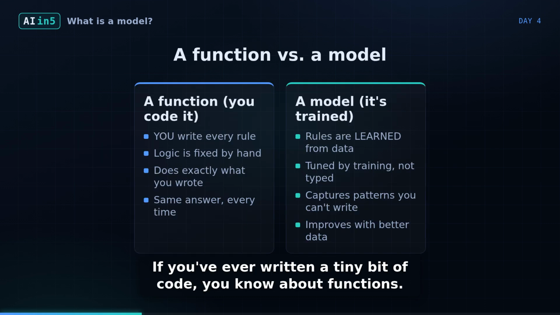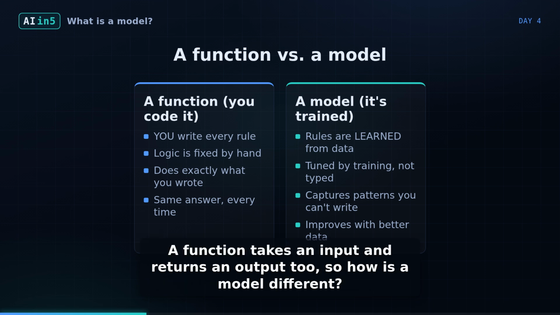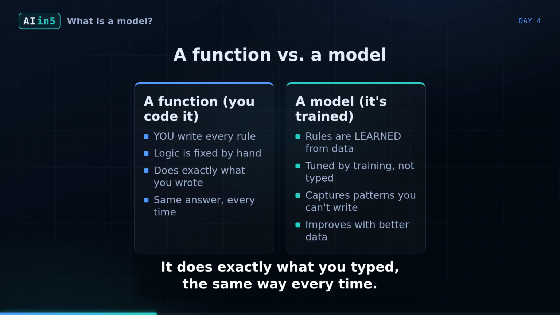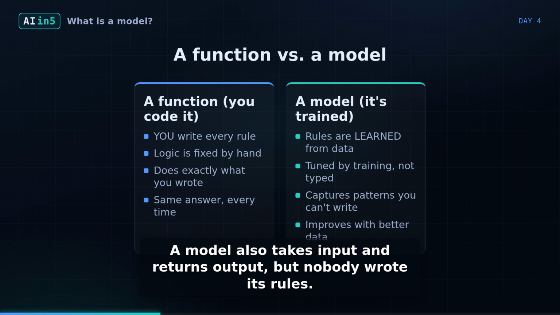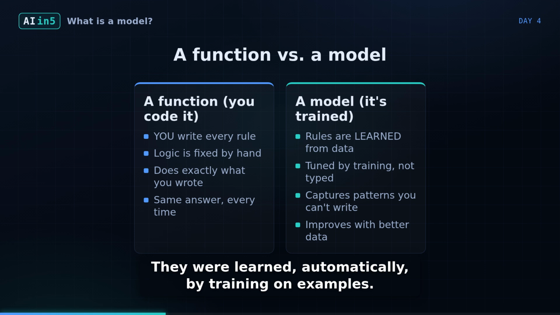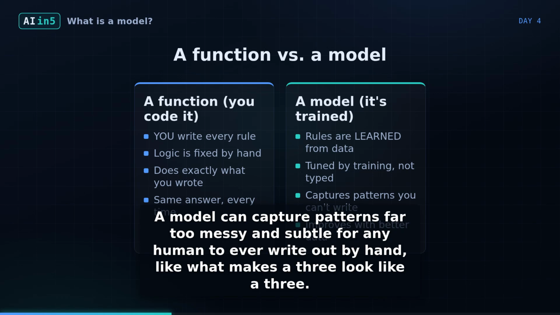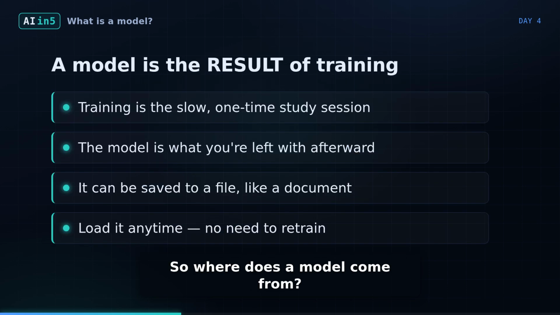If you've ever written a tiny bit of code, you know about functions. A function takes an input and returns an output too. So how is a model different? With a normal function, you, the human, write every rule by hand. It does exactly what you typed, the same way every time. A model also takes input and returns output, but nobody wrote its rules. They were learned, automatically, by training on examples. That's the magic difference.